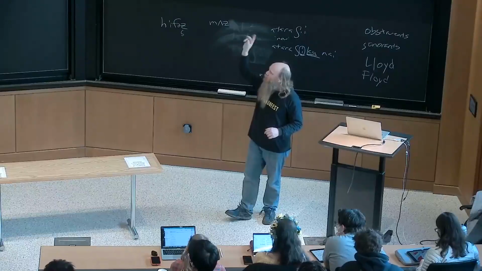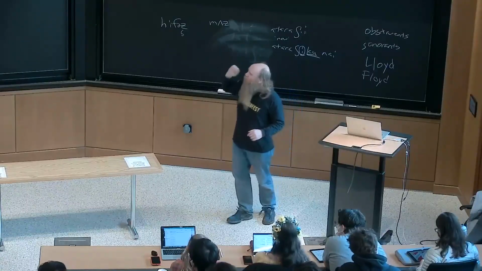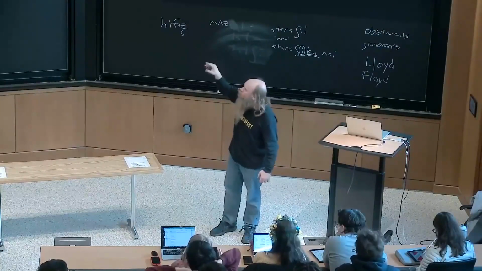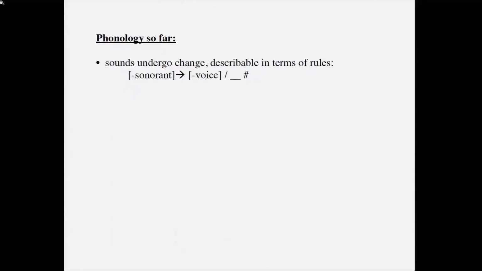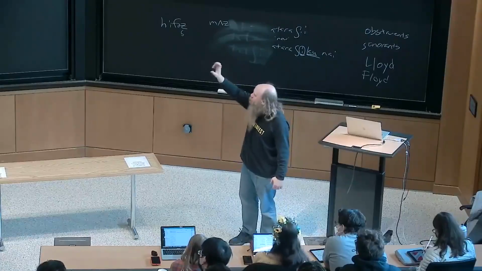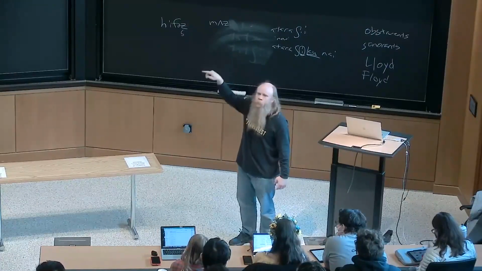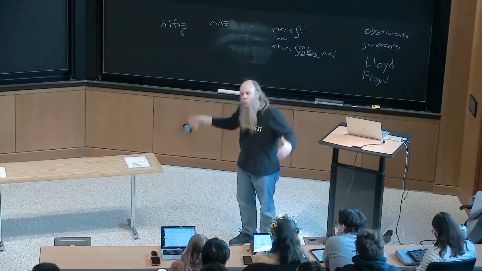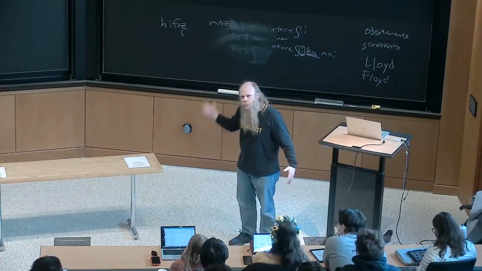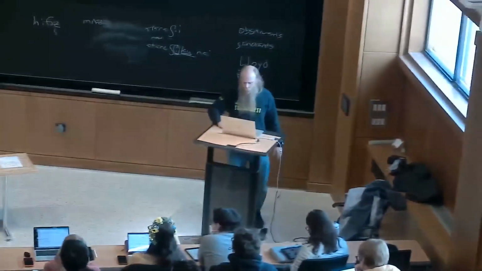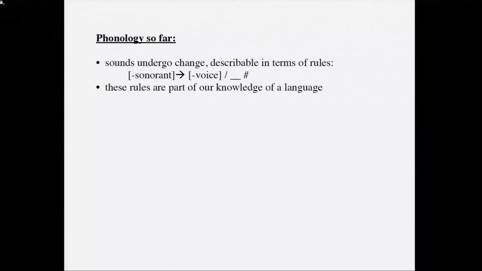Final obstruents. So if you are an obstruent, that is something which is not a sonorant, you become something which is not voiced, if you are at the end of a word. That environment description is the way to write "at the end of a word." The hash symbol is the symbol for a boundary between words, and the underscore is where the change takes place. So this rule says this change happens when the sound is before a word boundary, or to put it another way, when it is at the end of a word. Does that make sense? This is a way of writing rules. These rules are part of our knowledge of a language, so we've talked about this.